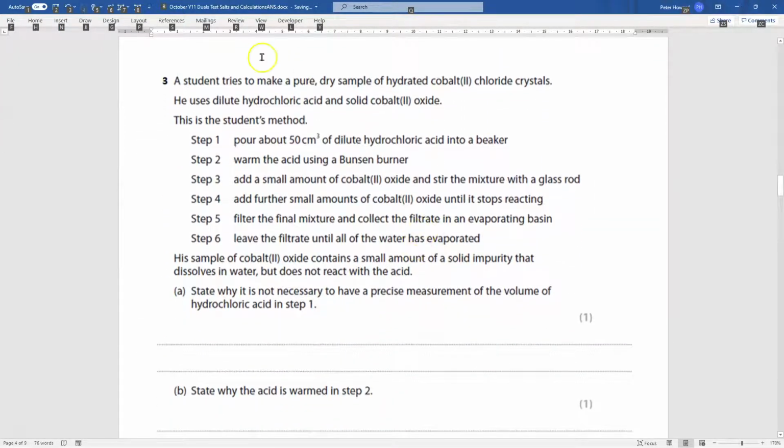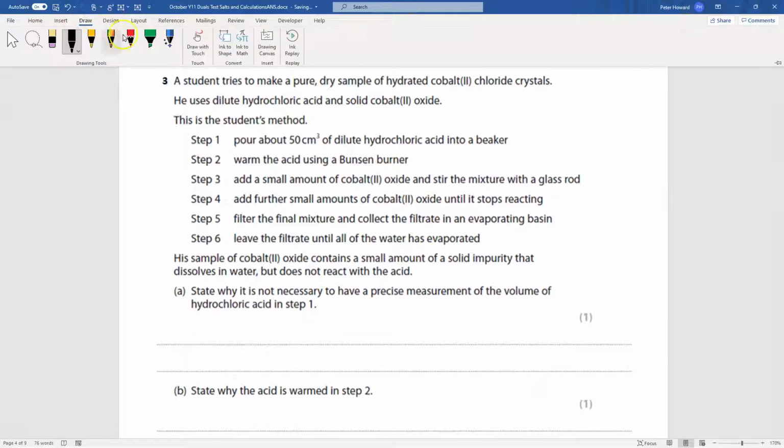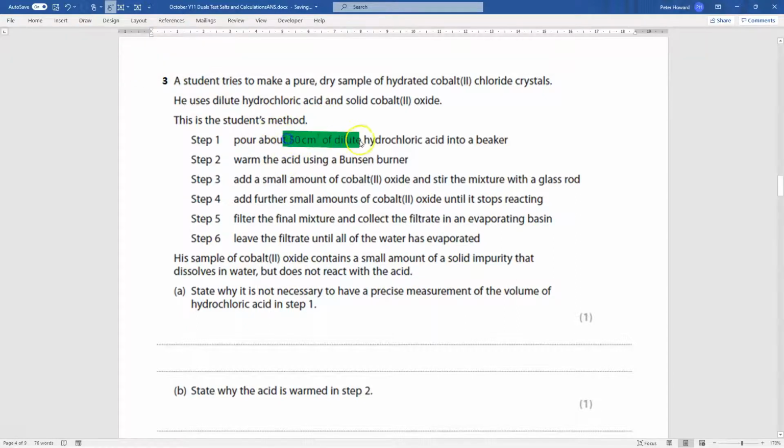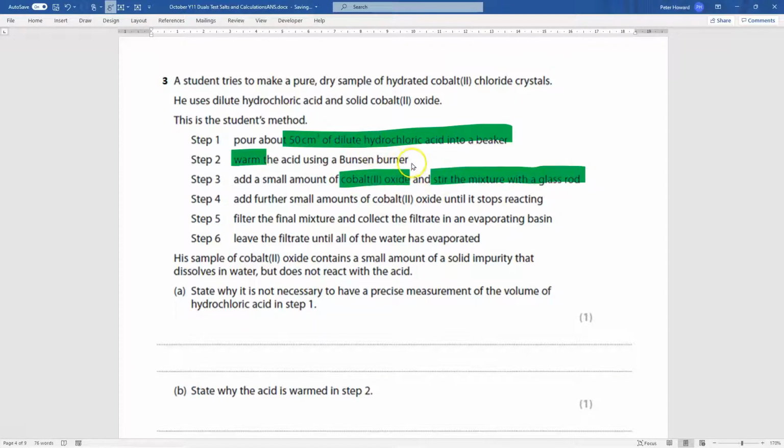The next one is about formation of a salt. So this is what we often expect, and sometimes they ask us to provide the method. So it says pour about 50 centimeters cubed of hydrochloric acid in a beaker, warm, and then we add small amounts of solid cobalt oxide and stir. So we're stirring to help ensure they actually react together. We're warming to help speed up the reaction, because we heat things up to speed up reactions.